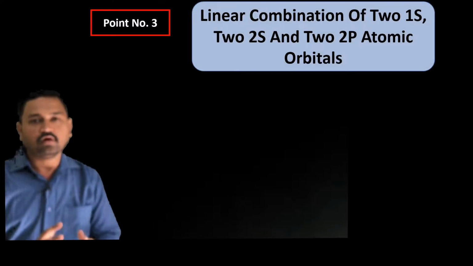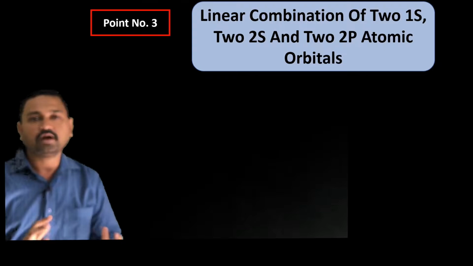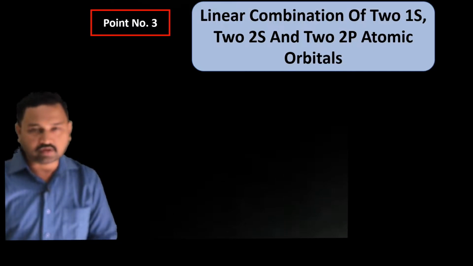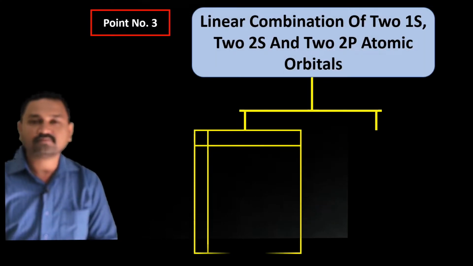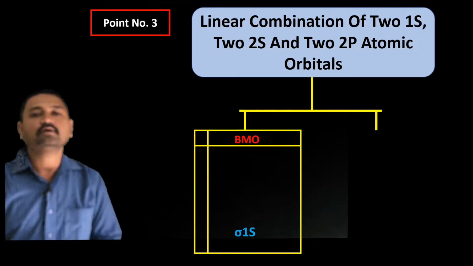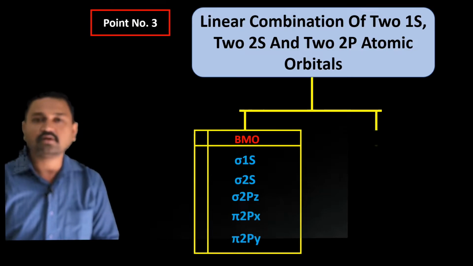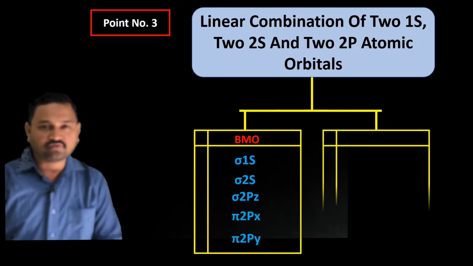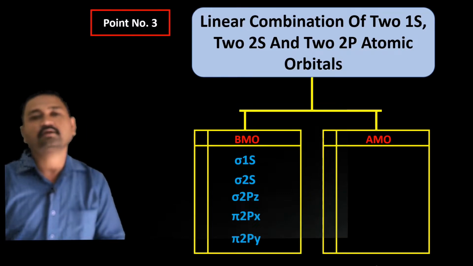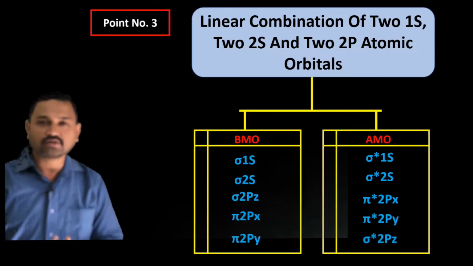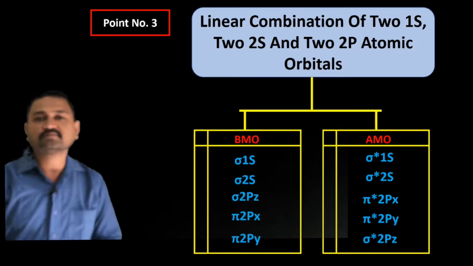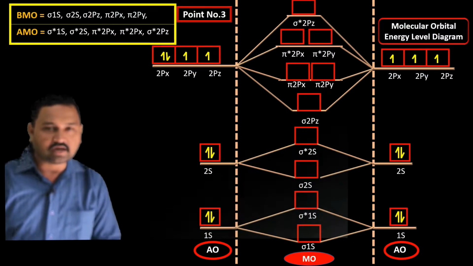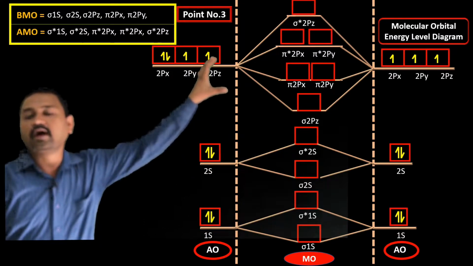The linear combination of two 1s, two 2s and two 2p atomic orbitals of both oxygen atoms gives 10 molecular orbitals. Out of these 10 molecular orbitals, 5 are bonding molecular orbitals, and these are sigma 1s, sigma 2s, then sigma 2pz, pi 2px and pi 2py, while the remaining 5 are antibonding molecular orbitals, and these are sigma star 1s, sigma star 2s, then pi star 2px, pi star 2py and sigma star 2pz. These 10 molecular orbitals are arranged from lower energy to higher energy level as I have shown in this diagrammatic representation.